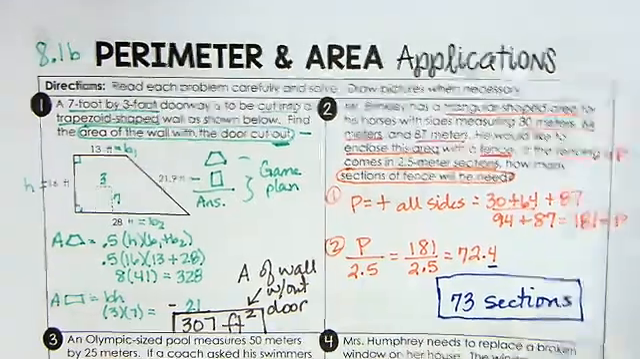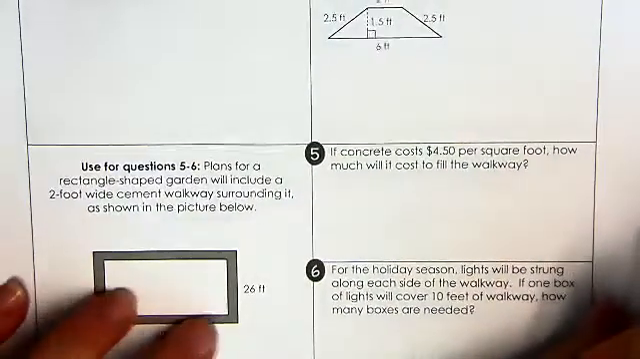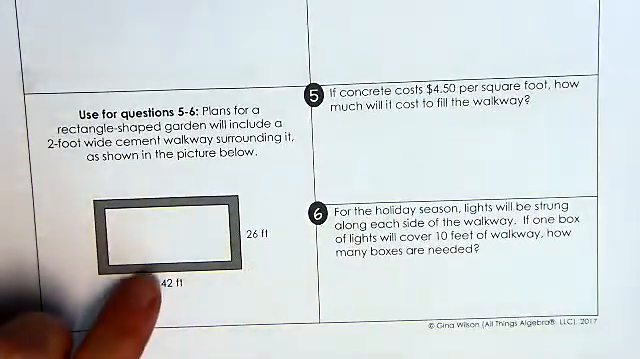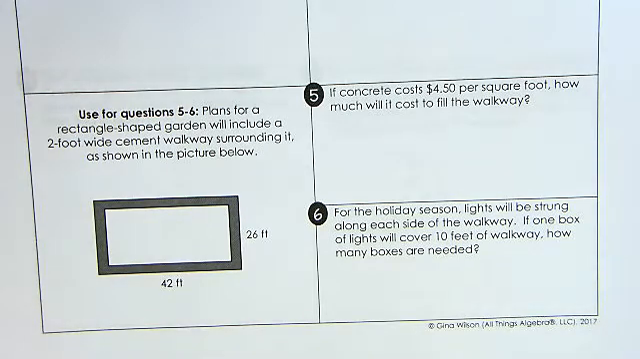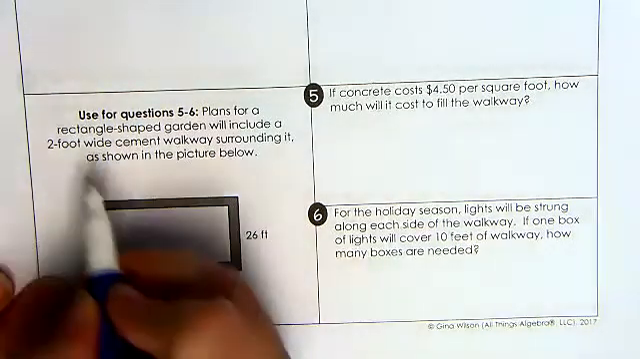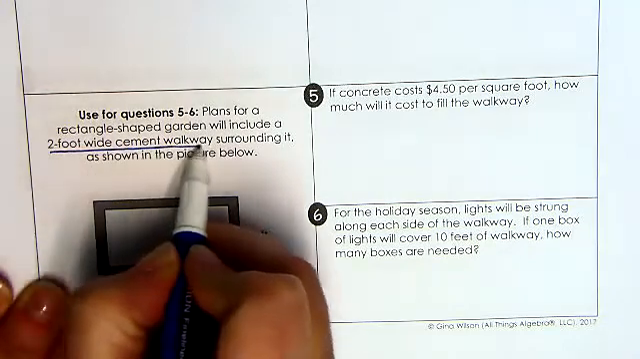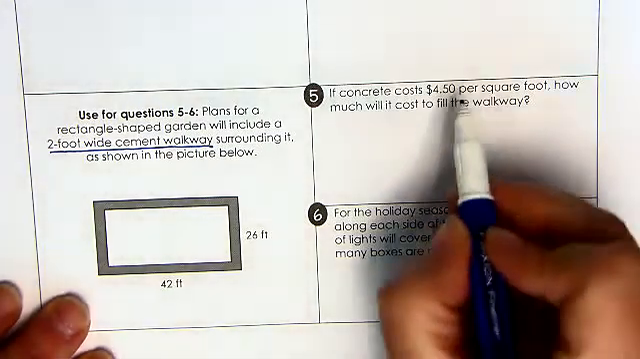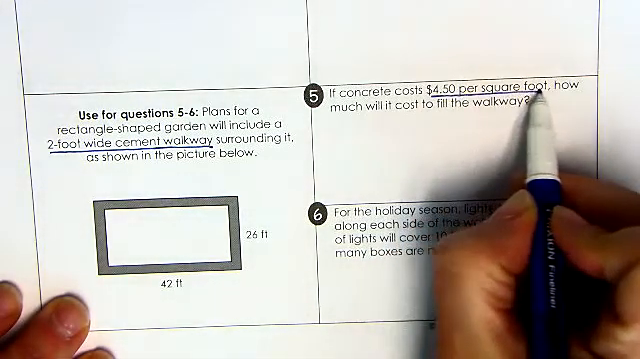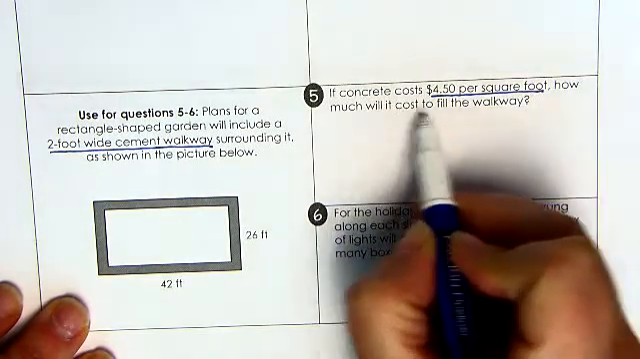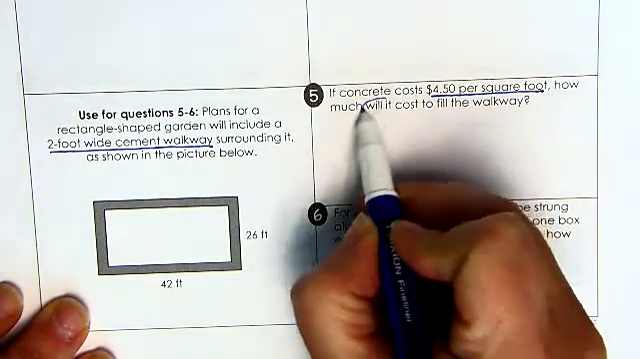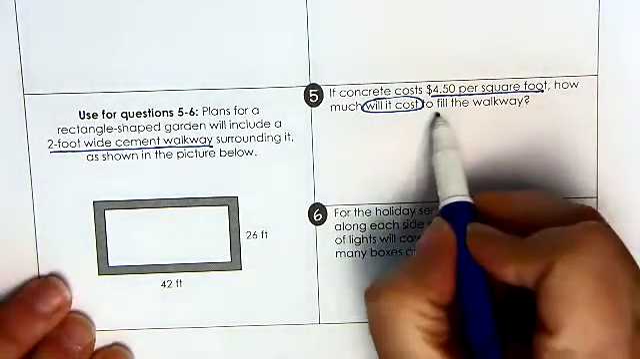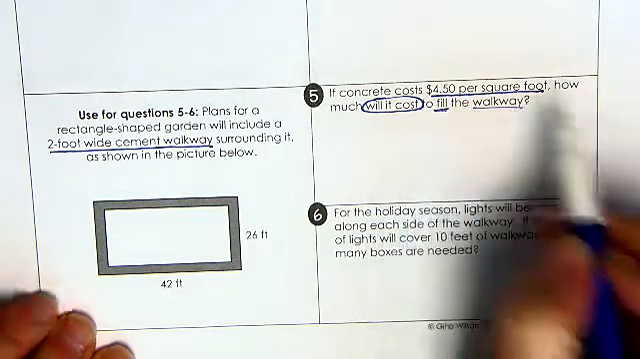We're going to jump down to number 5. Of course, you're going to come back and do 3 and 4. So for 5 and 6, we're looking at this figure right here. It says plans for a rectangular shaped garden will include a 2-foot wide cement walkway surrounding it, as shown in the picture below. If concrete costs $4.50 per square foot, how much will it cost? So we want to know how much will it cost to fill the walkway.